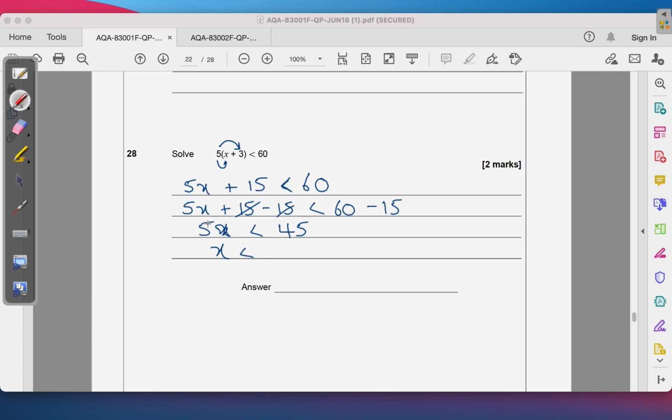Okay, because to get rid of this 5, we have to divide by 5. So we have to divide by 5 on this side as well. So 45 divided by 5 is simply 9. So the answer is x is less than 9. Okay, so for this statement to hold true, so for 5 times x plus 3 to be less than 60, x has to be less than 9. Okay, so that's what that says.